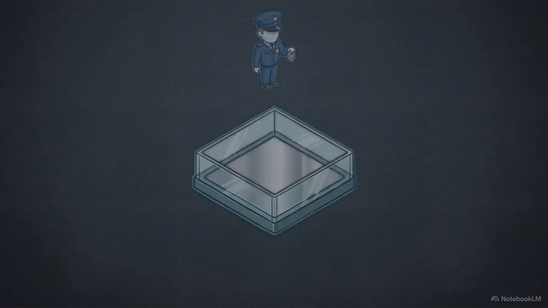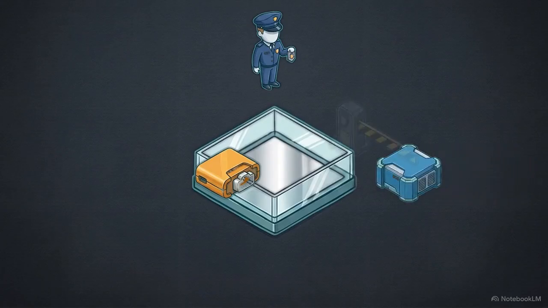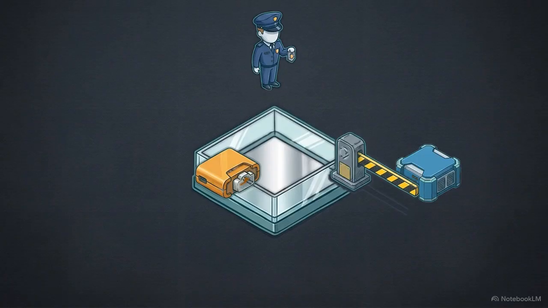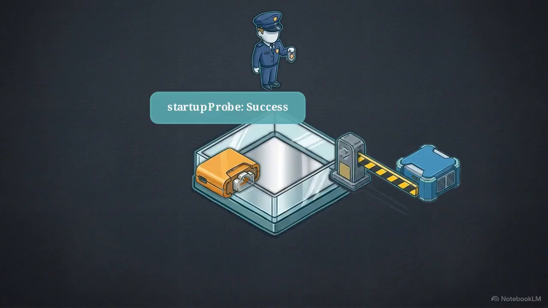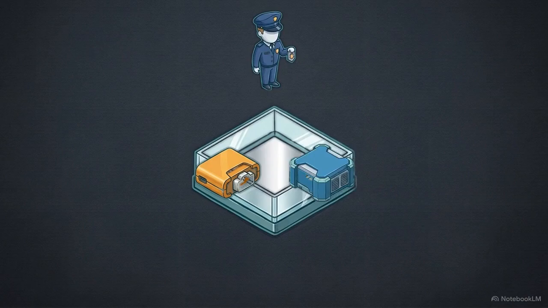Let's replay the deployment with these new rules. Because the sidecar is now flagged as an init container, the superintendent guarantees it goes first. The main application is actively blocked from even entering the room. The entire sequence halts right here. The superintendent waits until the sidecar's startup probe explicitly returns a success signal. Only then does the barrier drop. Both are now running safely.